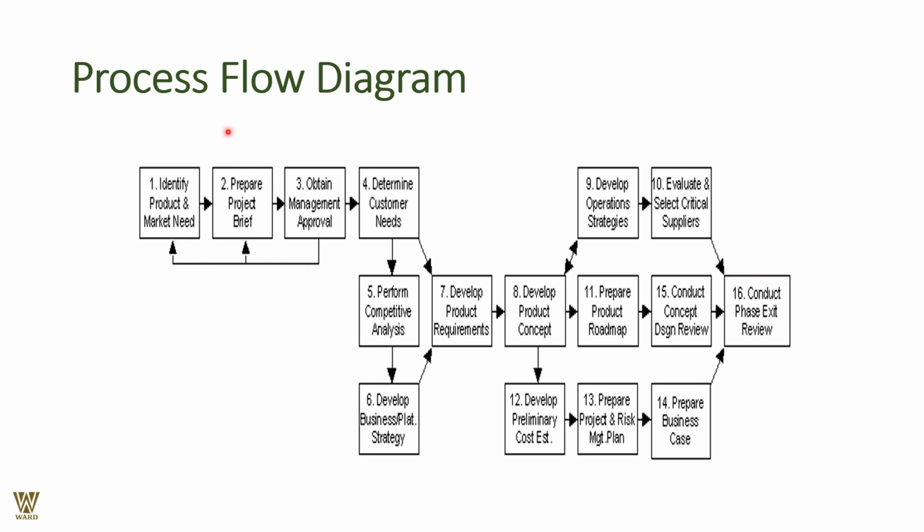Let's say step 1 is identifying product marketing. Step 2 is preparing a project brief. Step 3 is obtaining management approval. 4 is determining the customer need. 5 is performing competitive analysis. 6 is developing the business or platform strategy. Seventh is to develop the product.